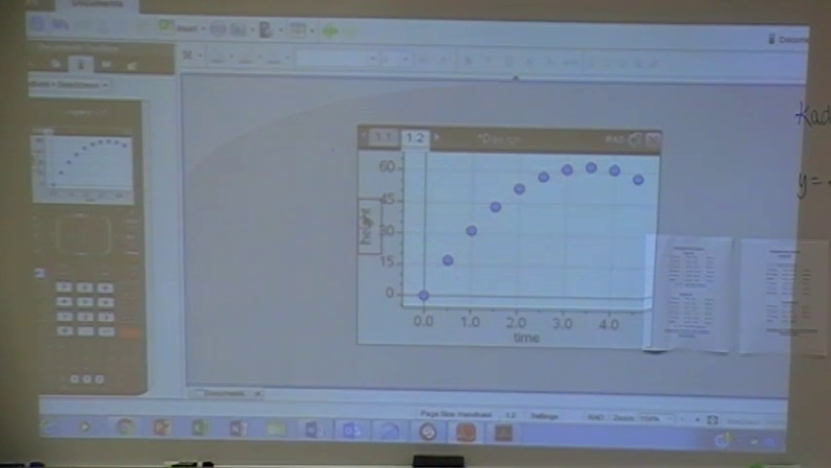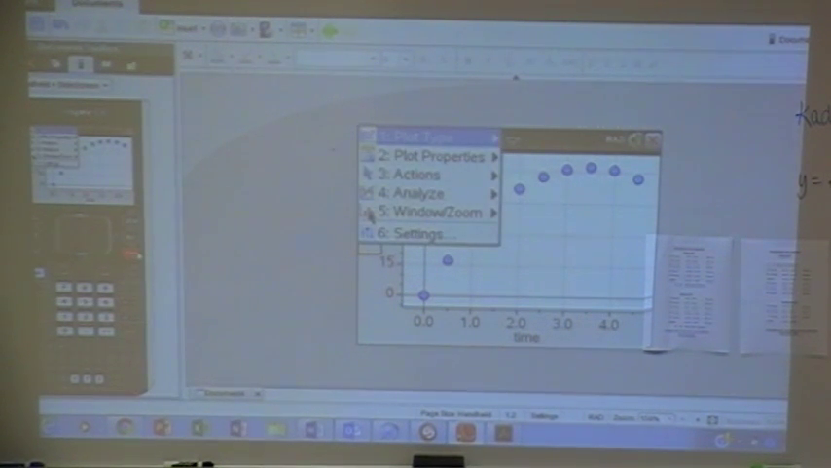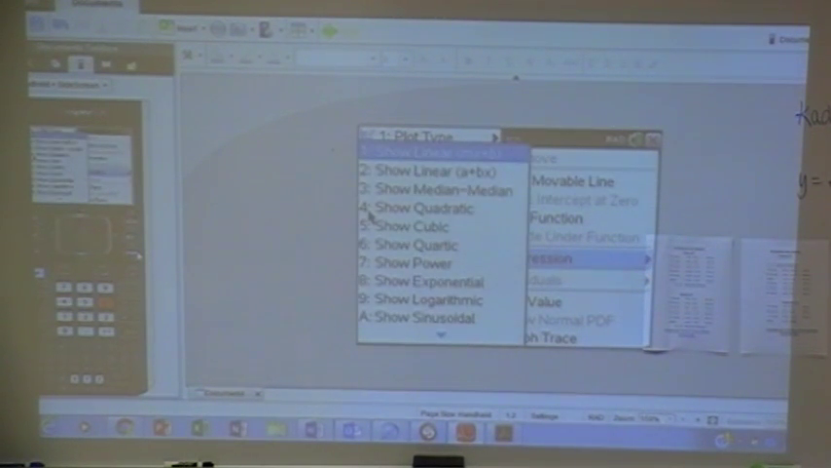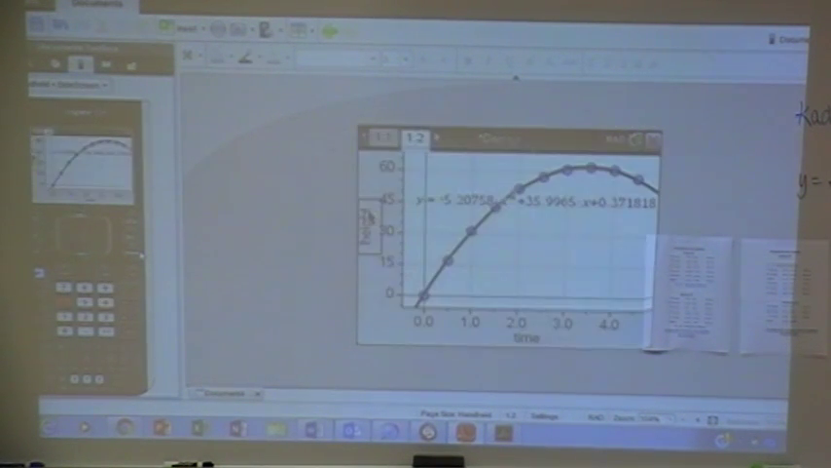So right here on this page, I can hit menu. So hit your menu button. 4 for analyze. And number 6 gives me all my regressions. Now, it gives me a whole bunch, which is why you need to know from looking at it which one it is, because your calculator doesn't. We're saying it's 4, it's quadratic, and when you put that in, there's the function that it gives you.